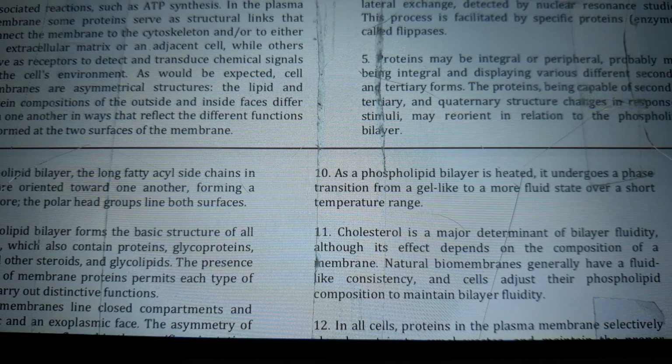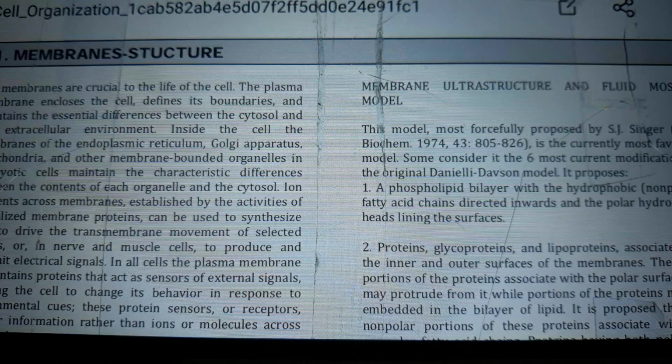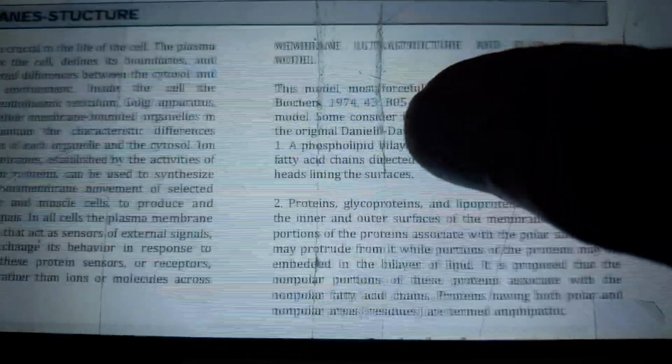As would be expected, cell membranes are asymmetrical structures. The lipid and protein compositions of the outside and inside faces differ from one another in ways that reflect the different functions performed at the two surfaces of the membrane. Membrane ultrastructure and the fluid mosaic model.